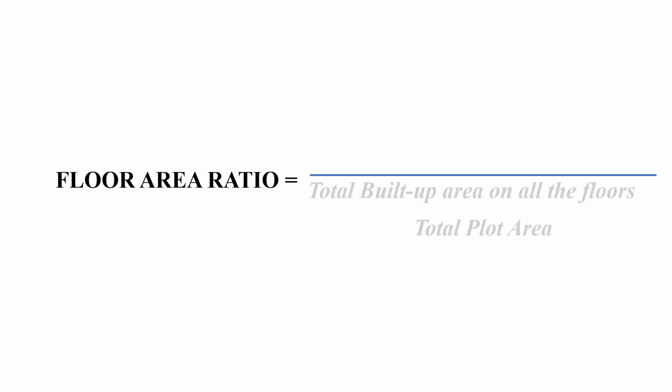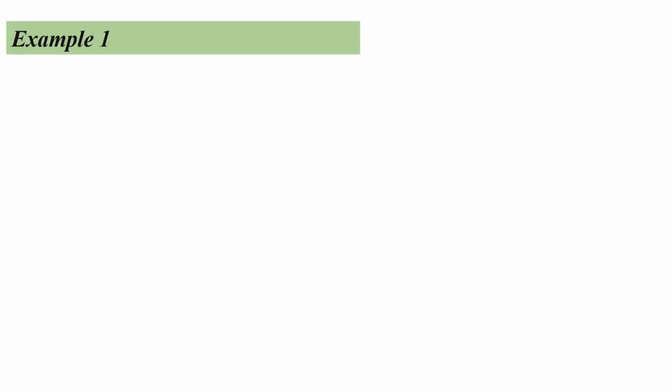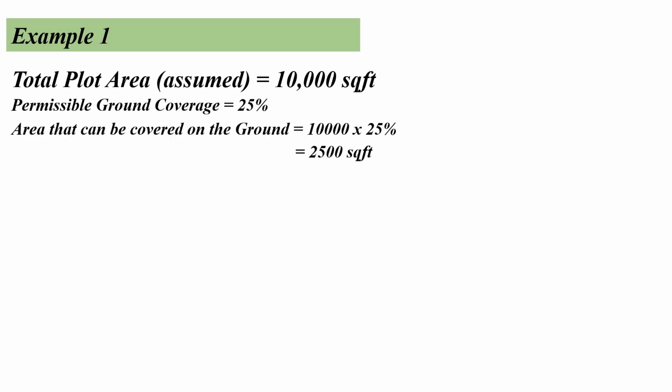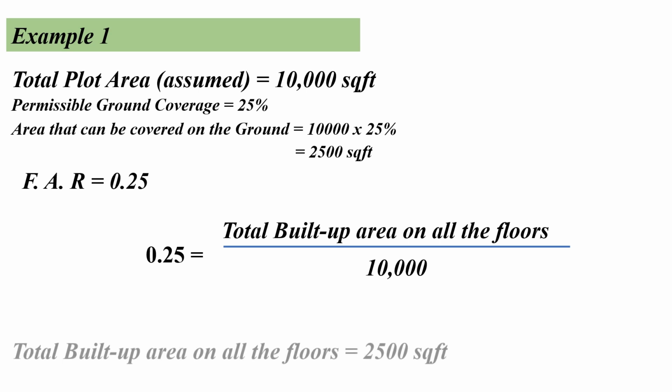Let's see how you can calculate FAR. The formula for FAR is total built-up area on all the floors divided by total plot area. For example, we have total plot area of 10,000 square feet. Permissible ground coverage is 25%. Therefore, the area that can be covered on the ground is equal to 10,000 into 25%, that is 2,500 square feet. Now we have FAR 0.25.